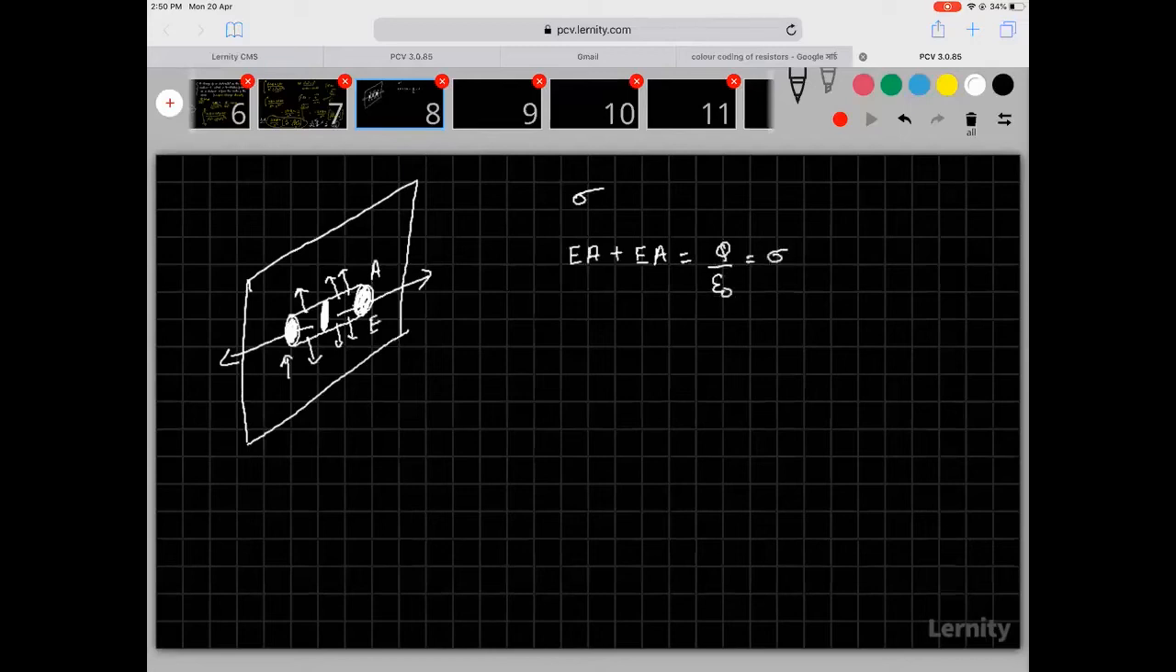Q is sigma into A by epsilon naught. So 2 times E into A is equal to sigma into A by epsilon naught. So the area gets cancelled and you get that the electric field is equal to sigma by 2 epsilon naught.